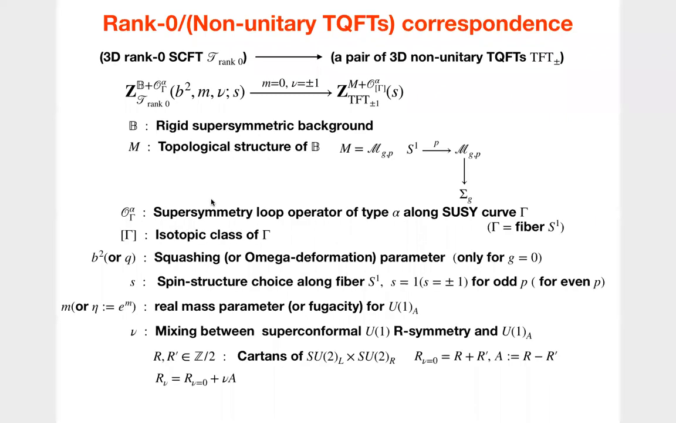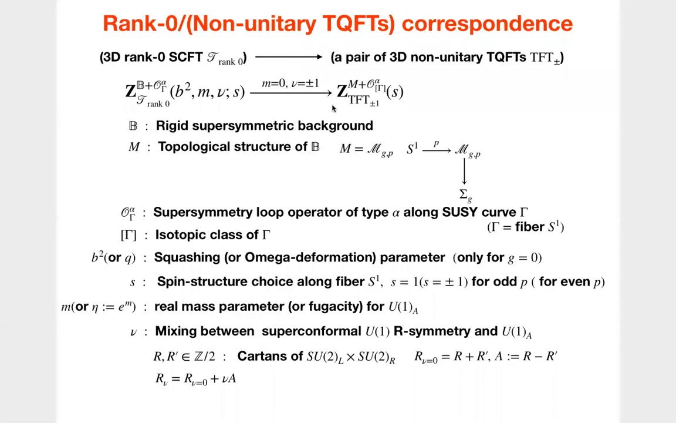So this is almost the end. From now on, I will check this correspondence for very explicit examples, with rank zero CFTs and various supersymmetric backgrounds. The remaining part will be rather technical and boring, but basically I'm trying to check that this is the relation, and I will show how this relationship works for non-unitary theories.